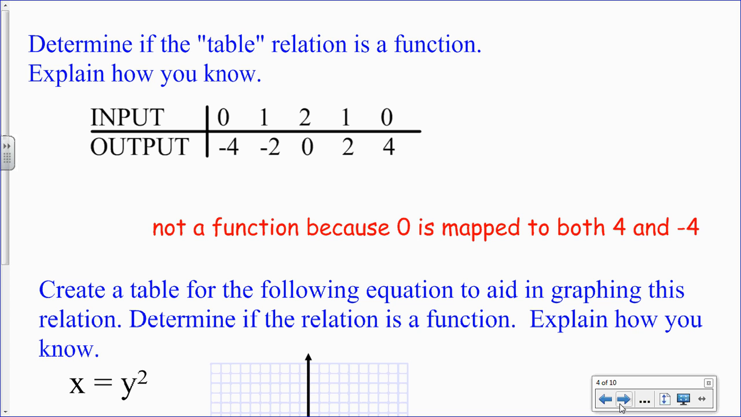So it only takes one reason to not be a function. So you could use either one. You could say that it's not a function because the 0 repeats with different outputs. Or you could say it's not a function because the 1 repeats with different outputs. You could also just say a vague statement that it's not a function because you have multiple input values that have multiple output values.